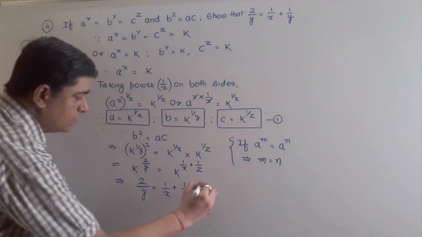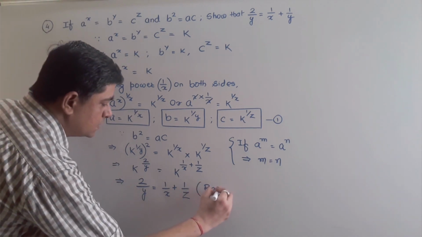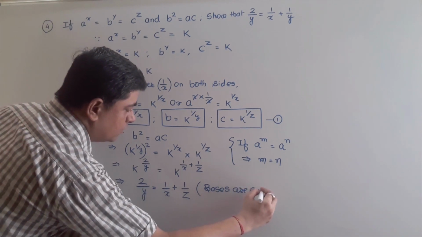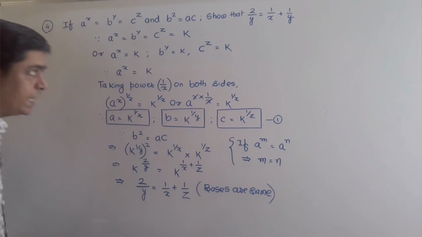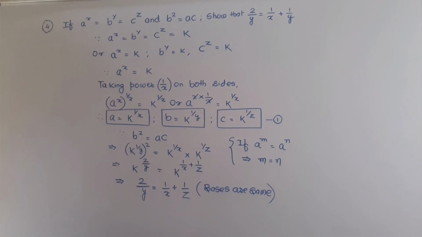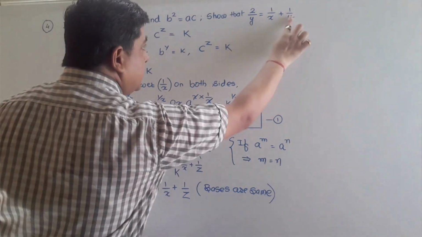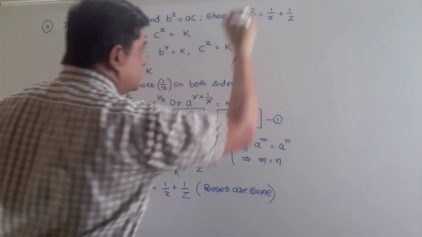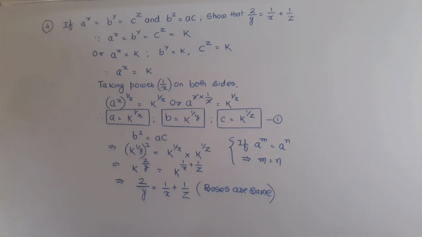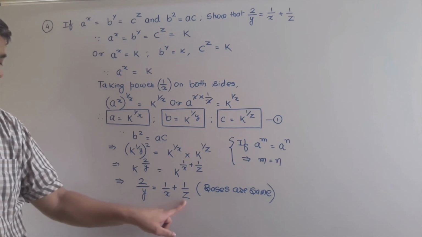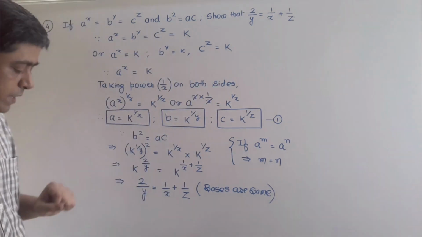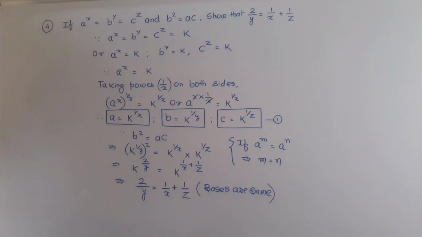Here you can give the reason: bases are same. And observe what is required in the question, that we already have got here. I think the question I have written a little wrong. It is 1 upon x plus 1 upon z. Here by mistake I wrote y. Please consider it as z. So 2 upon y is equal to 1 upon x plus 1 upon z. That will not be y, that is z. Clear everybody?